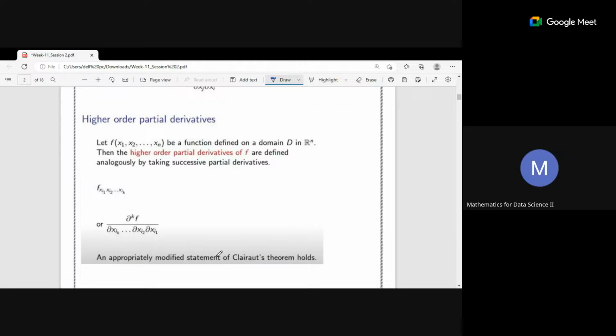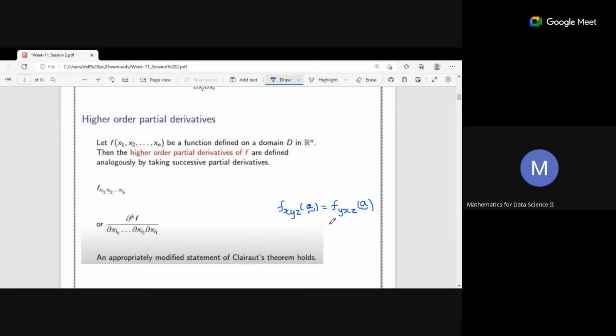So an appropriately modified statement of Clairaut's theorem holds. You have to assume the continuity of the partial derivatives at the specific point for the mixed partial derivatives to be equal. Okay. So for example, for the third order derivative, maybe fyz at some point A tilde is equal to fyx, let's say, for example, if these two functions are continuous at this point A tilde.